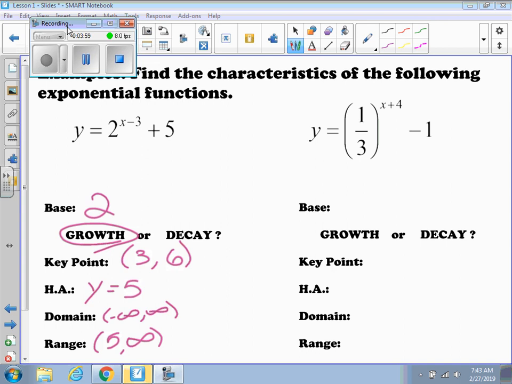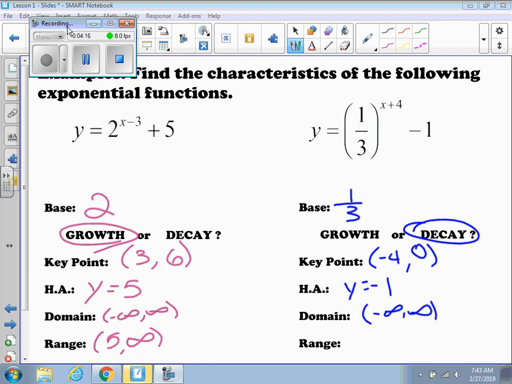Another example, our base is 1/3, so that's an example of exponential decay. Our key point is at negative 4, 0. Our horizontal asymptote is going to be at y equals negative 1. The domain is negative infinity to positive infinity, and the range is from negative 1 to infinity.